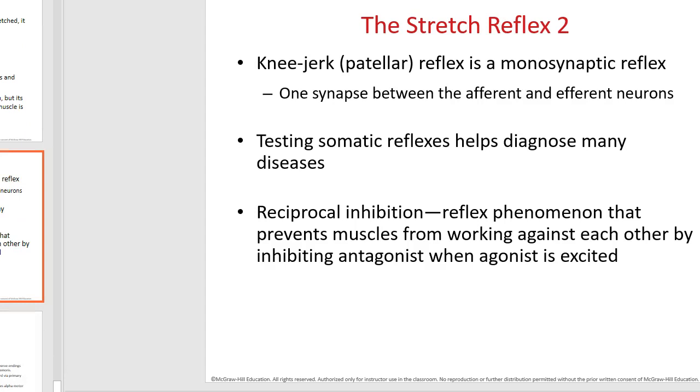So the knee jerk, like I mentioned before, by the patella, is monosynaptic. There are two types of reflexes: you have monosynaptic reflex and you have polysynaptic reflex. A monosynaptic reflex only has two neurons, an afferent and an efferent. Polysynaptic is going to have an afferent, an integrating neuron, and an efferent. So it's going to have three of those areas.